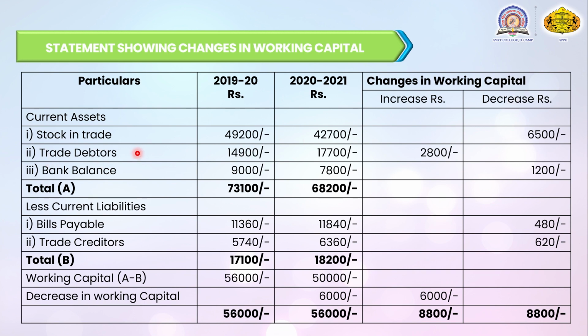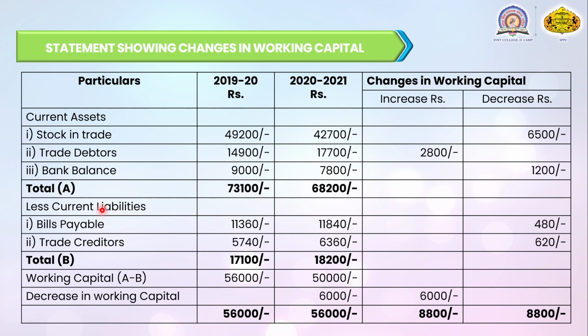Second point is trade debtors. Last year trade debtors is 14,900 and this year, the current year 2020-21, is 17,700. The amount is increased by rupees 2,800 and mentioned in the increase column. Third point is bank balance. Bank balance in 2019-20 is 9,000 and 2021 is 7,800. The amount is decreased by 1,200 and mentioned in the decrease column. This is the total of current assets, 73,100 in 2019-20 and 68,200 in 2020-21.